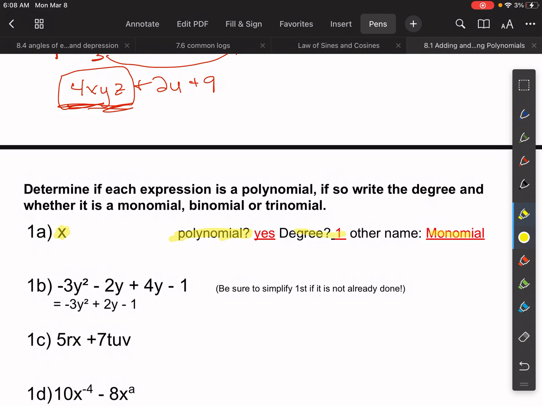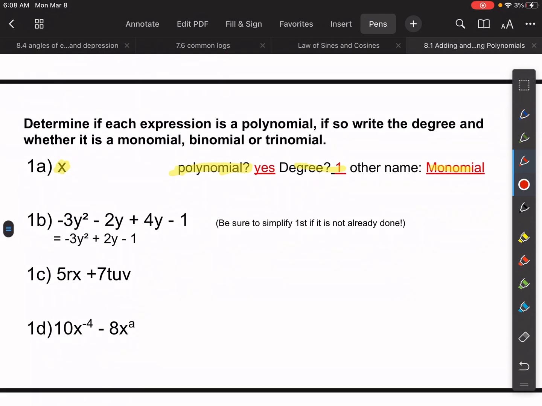For B, let's look at that one real quick. We have this guy, and then notice here, these two pieces are like terms, so I can combine them. So I have negative 2y plus 4y gives me 2y. Notice how I rewrote that here. And now that I've simplified this by writing all my like terms together, now I can say something about this. Okay, so this is a trinomial.